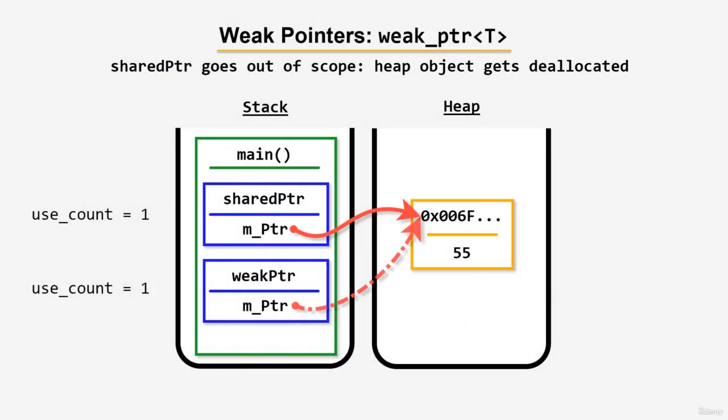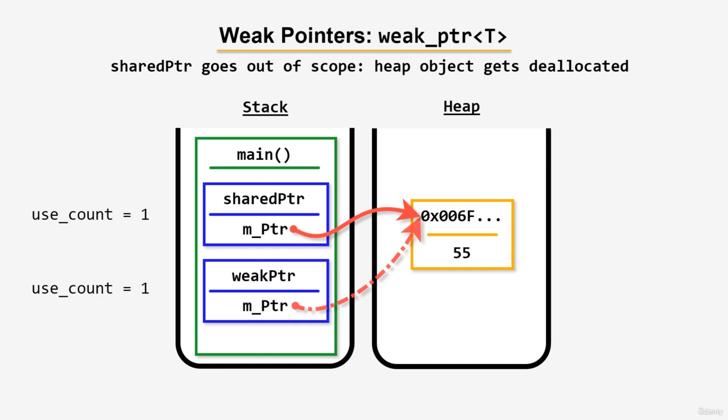A couple of illustrations for you. Let's say we have a shared pointer and a weak pointer on the stack. We can either assign the shared pointer to the weak pointer, or we can construct a weak pointer by passing in the shared pointer to the constructor. As we can see from the illustration, the use count is going to remain 1, even though both of those basically point to the same heap object. And that's because the weak pointer is a weak reference to that heap object. The weak pointer again does not participate in reference counting.